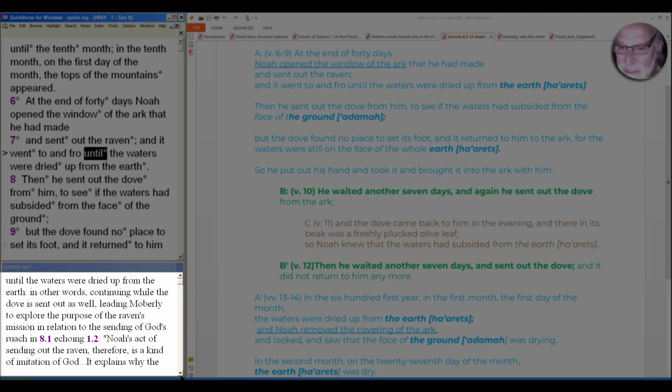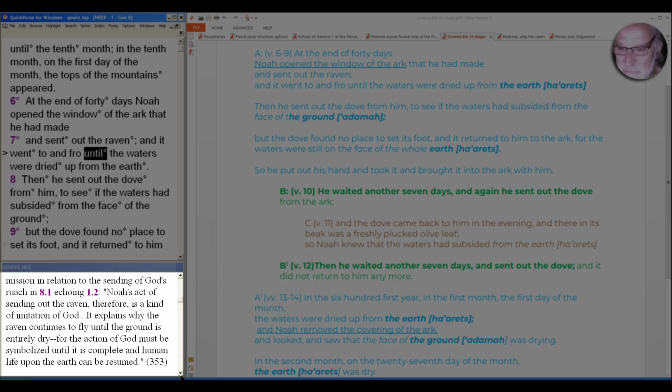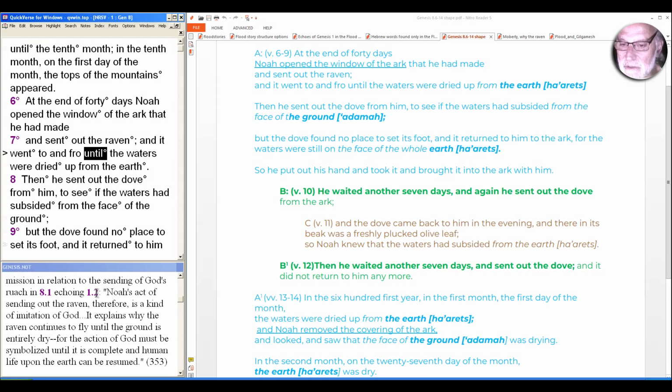And again, Moberly can help us here. He notes here, and I'll just show you his whole quote. Noah's act of sending out the raven, therefore, is a kind of imitation of God. It explains why the raven continues to fly until the ground is entirely dry, for the action of God must be symbolized until it is complete and human life upon the earth can be resumed. Note that that's in relation to sending out the Ruah, the Spirit, echoing chapter 1, verse 2, as we saw early on.